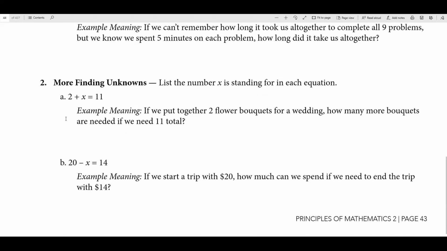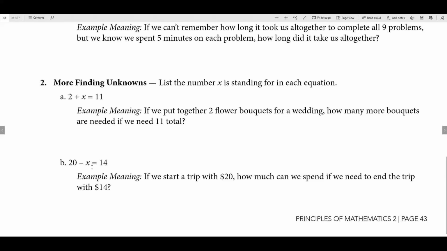That's just some very simple exercises, just making sure that you're identifying the unknowns. Here's more unknowns. We're going to list the number x is standing for in each equation. So 2 plus x, we're using x as the unknown, equals 11. Example: if we put together 2 flower bouquets for a wedding, how many more bouquets are needed if we need 11 total? So your answer would be, make sure you put x equals 9. You need to get into that process of telling us what the unknown equals.